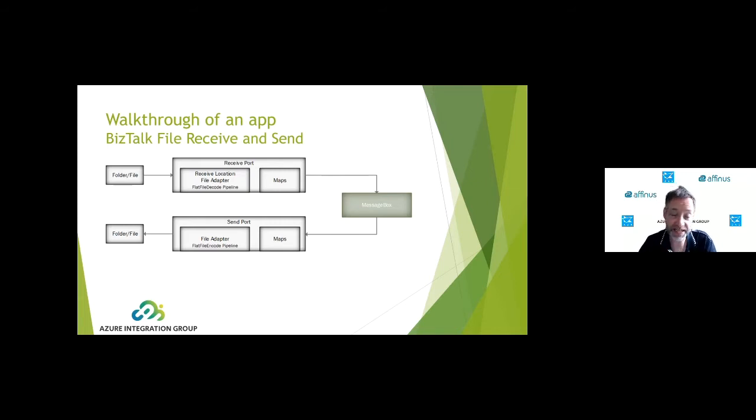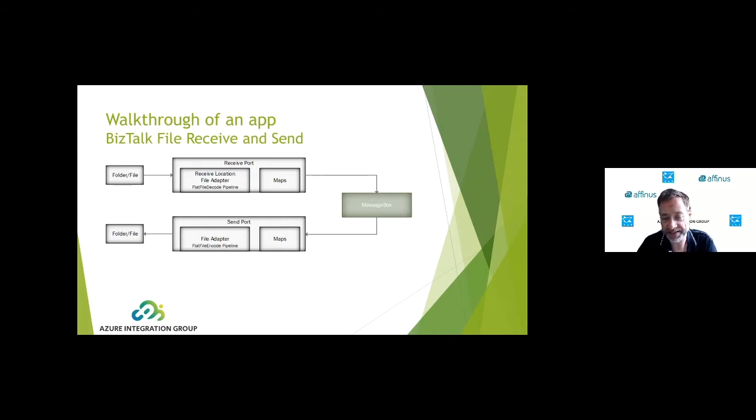In this case, we've got a single receive port with a single receive location using the file adapter. We're using a flat file decode pipeline. So it's a custom pipeline, obviously, with a flat file decoder in it, and there's obviously a flat file schema in there, converting the file to XML format and optionally debatching it. Then we've got a map that is applied at the receive port level. So once we've converted the flat file to XML, we're applying a map to that to transform it into a different XML format. That's being published to the message box. Then we have a single send port that is subscribing to the output of that receive port.